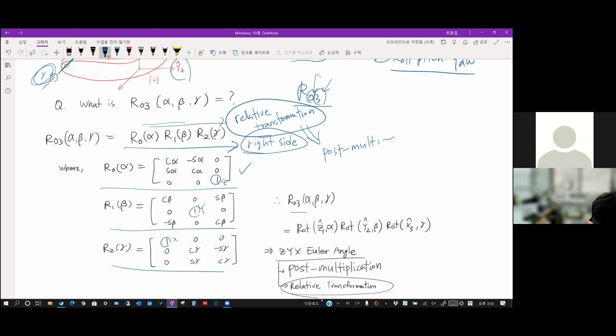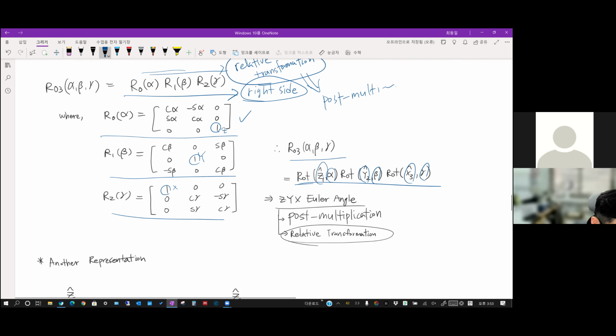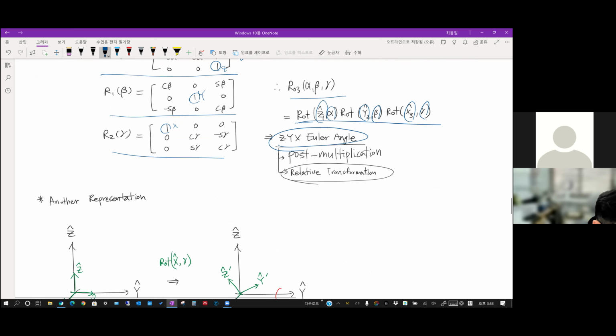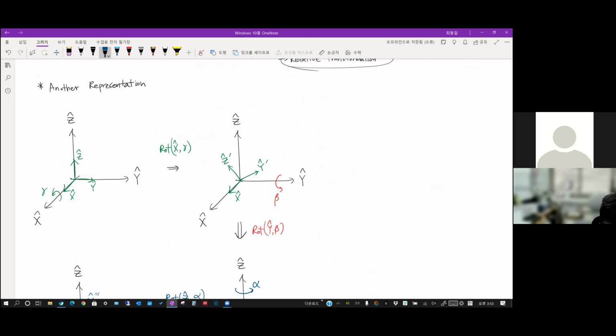And so the answer was: rotate about the Z axis by alpha angle, the Y axis by beta, the X axis by gamma. So this is the ZYX Euler angle. And another expression is, let's rotate about the X axis, and the reference frame is the 0 frame. So another representation is absolute transformation.